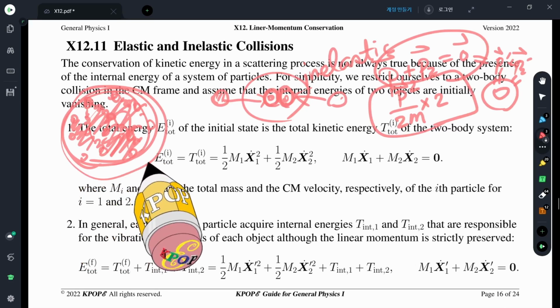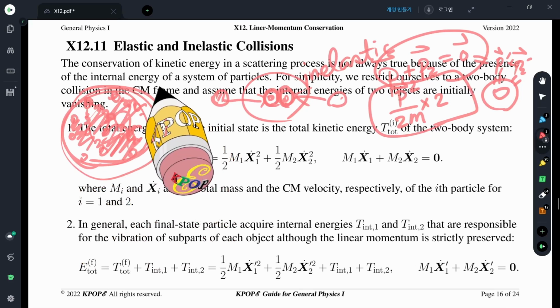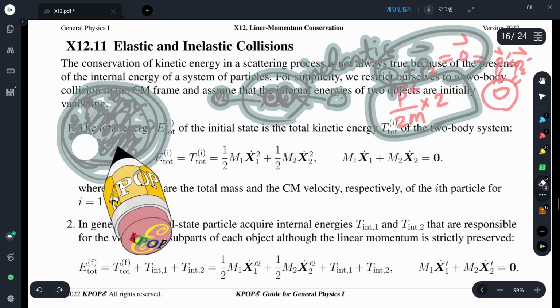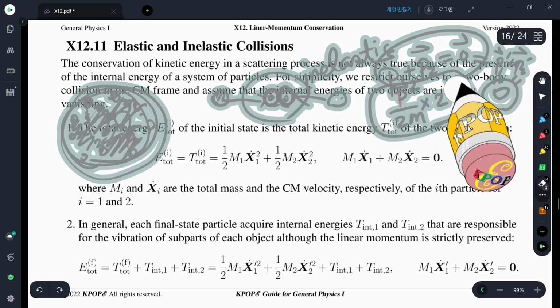And this kind of energy is called heat. At the last stage of this semester, we study the heat energy. Okay. Anyway, let's go ahead.